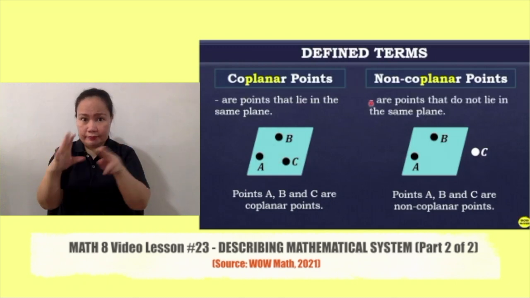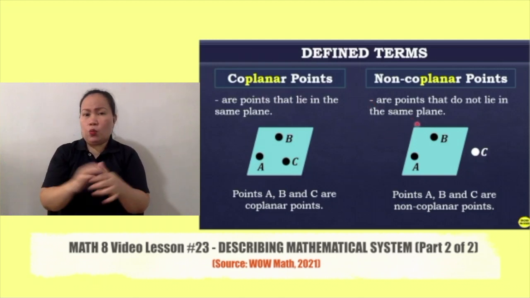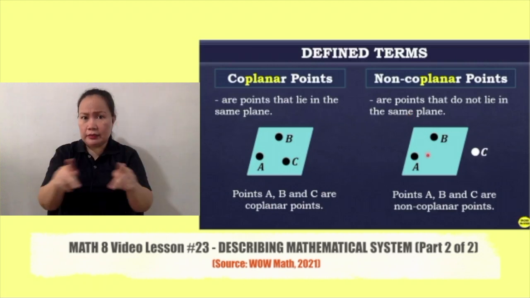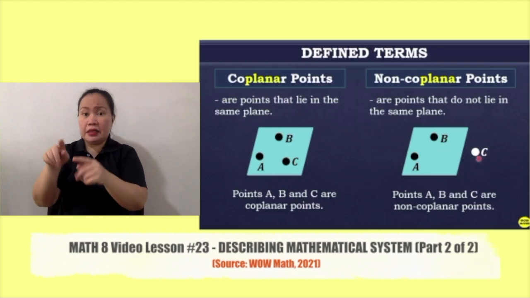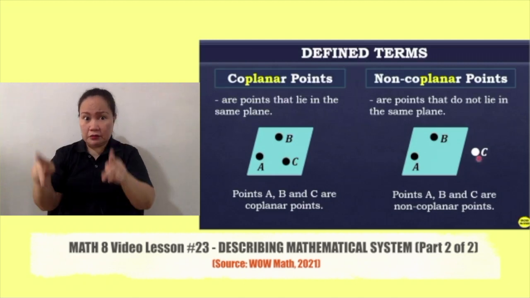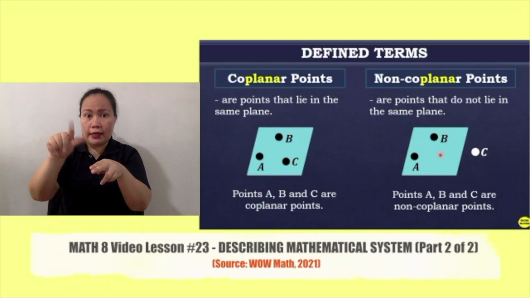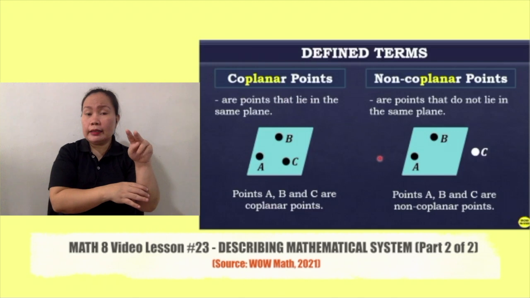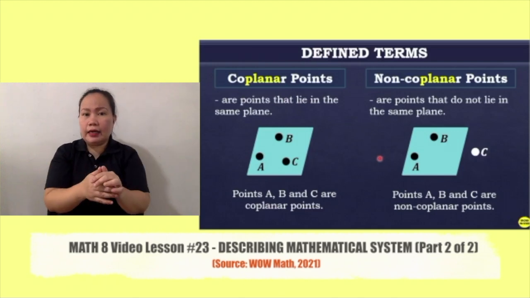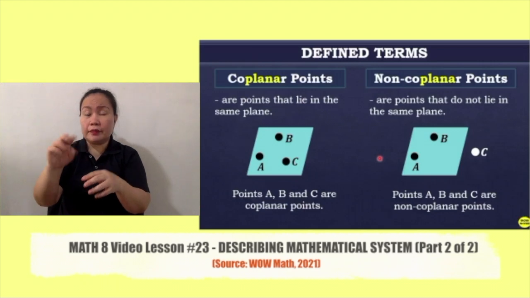Non-coplanar points are the opposite. Opposite means they are not in the same plane. Like this, points A and B are on the plane, C is not. So not all the points lie in the same plane. That is non-coplanar. So they are not on one plane. Just remember that with collinear and non-collinear, our focus is the line. With coplanar and non-coplanar, our focus is the plane.